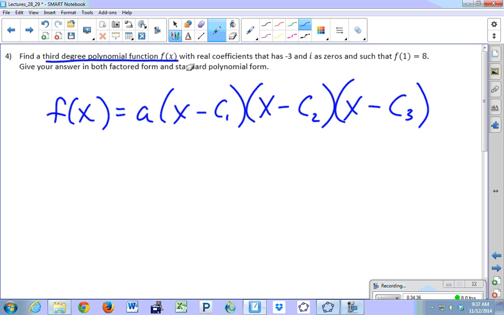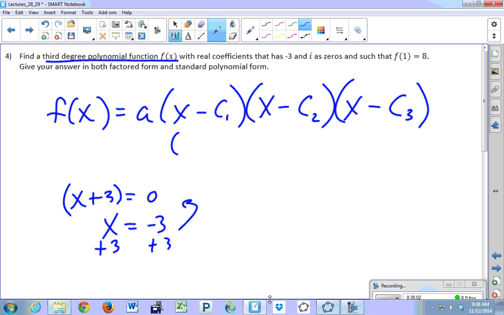Now, it says here with real coefficients that has a -3 for a 0. So if one of my zeros is -3 and I work backwards to get 0, by adding 3 to both sides, what's my factor look like if negative 3 is a 0? X plus 3, because I just add 3 to both sides to get back to my factor, x plus 3. So I can go right up here and write x plus 3. Wow, that was good. I've got one of these done.